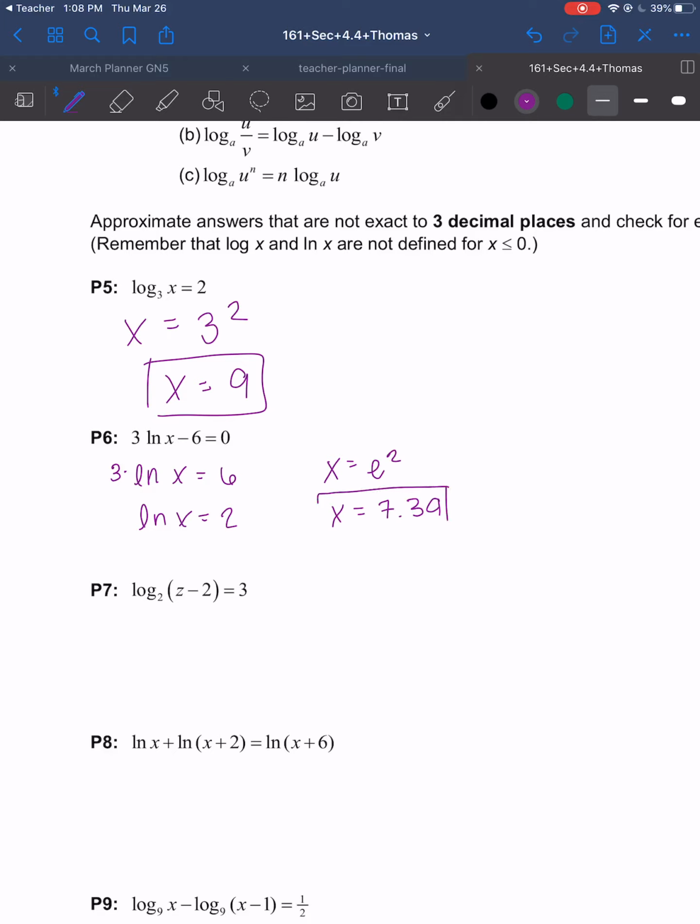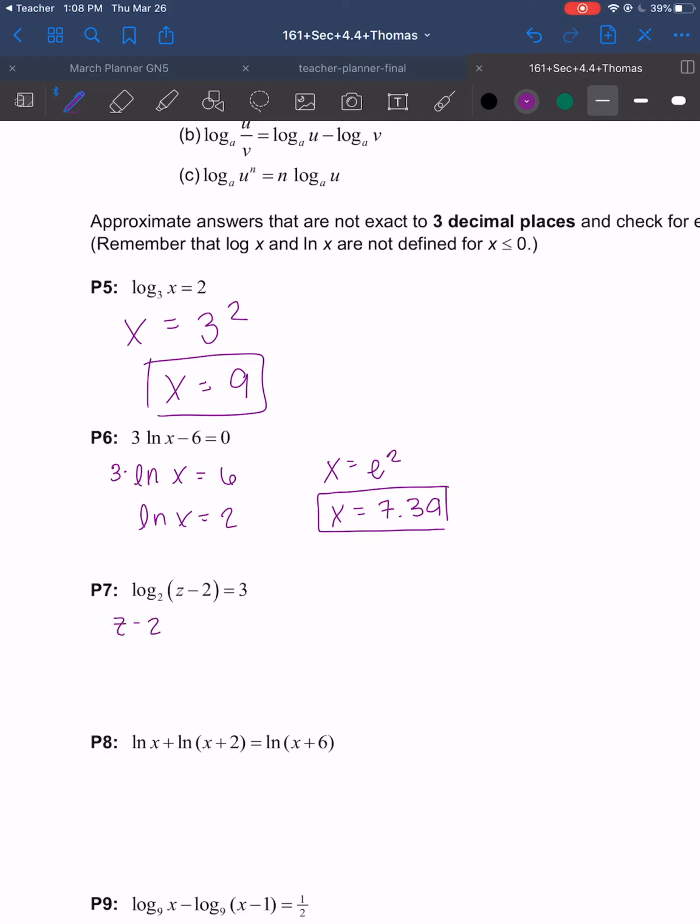I said 3 decimal places, but I'm lenient on that. So this one, we cannot rewrite it. Well, we can. Yeah, we're going to. Sorry. So we're going to rewrite it into exponential form.